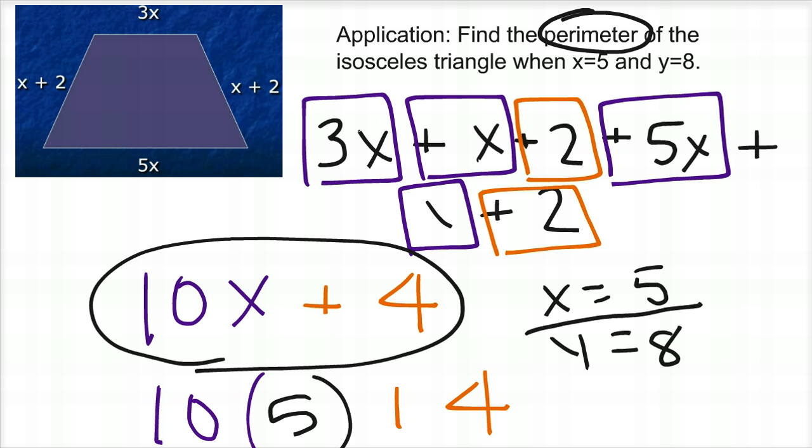10 times 5 is 50 plus 4 equals 54. It seems as though y equals 8 may be extraneous information. So the perimeter of our isosceles triangle is 54 units.